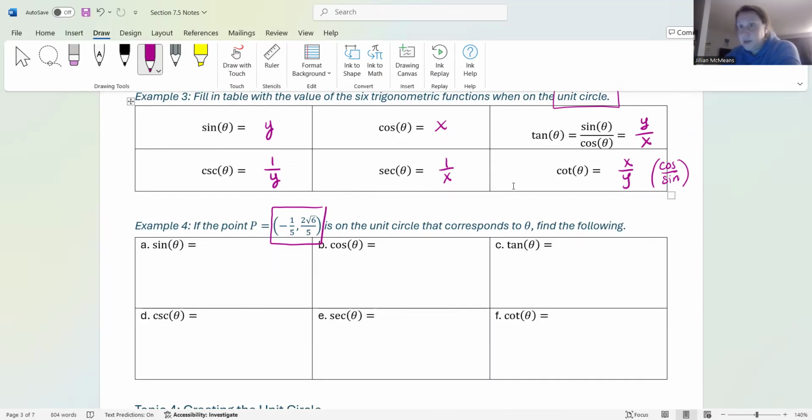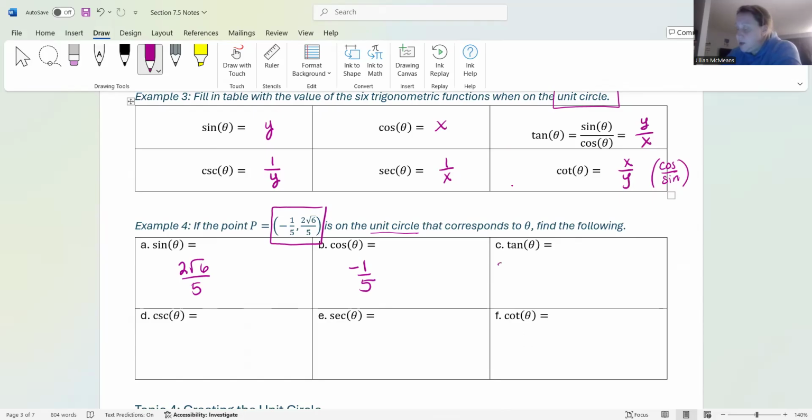Now, we know that sine is really the y coordinate over r, but r is 1, so it's just the plain old y coordinate. So we would say that sine of theta is 2 square root 6 over 5. It's that simple. Cosine of theta, we know, is really the x coordinate over r, but r is 1 because we're on the unit circle. So cosine is really just the x coordinate. So cosine is -1/5.